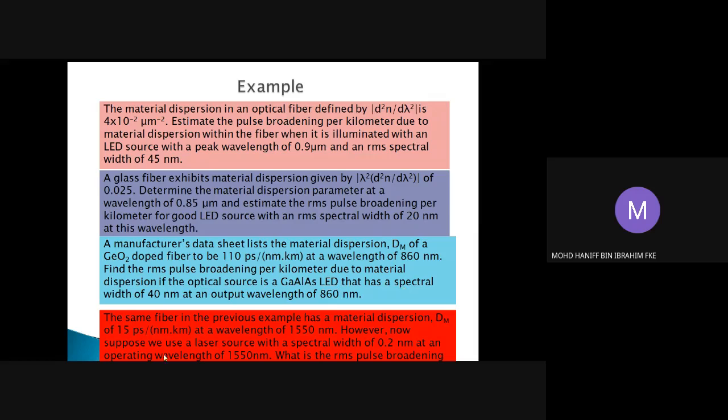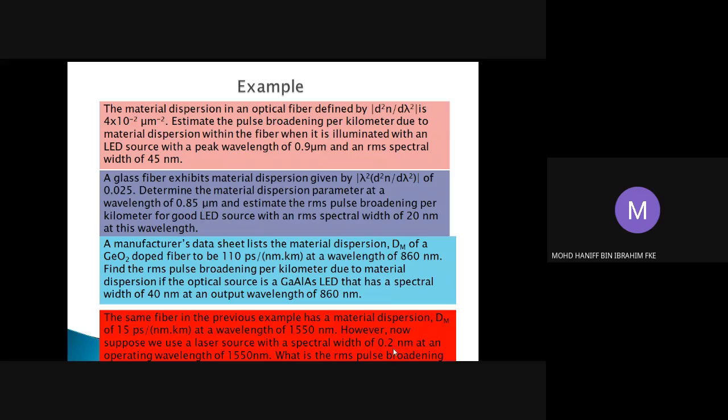We proceed with the fourth example here. We assume that we have the same fiber as in the previous example, but now the DM is changed to 15 picosecond per nanometer per kilometer at a wavelength of 1550 nanometer. Okay, now we can say that we have a different lambda used, which is 1550, and as a result, your DM will also be different, which is 15 picoseconds per nanometer kilometer.